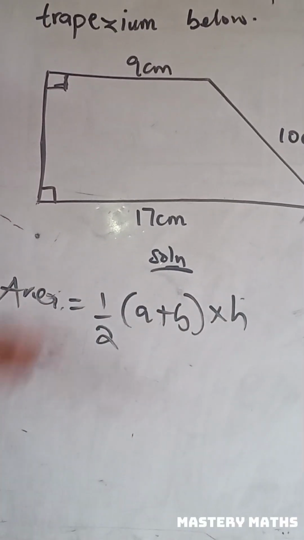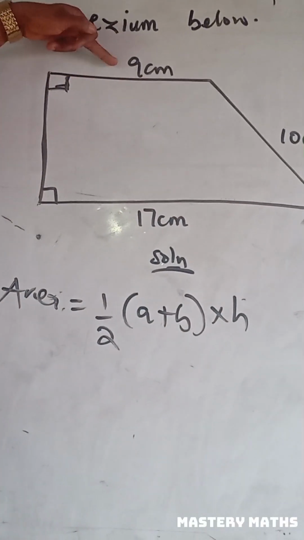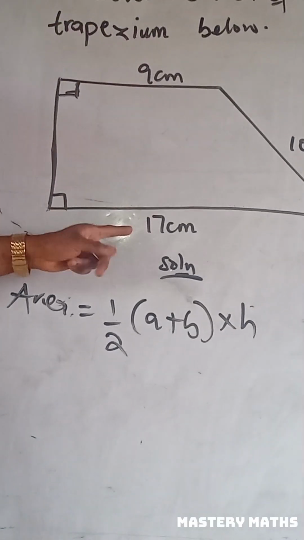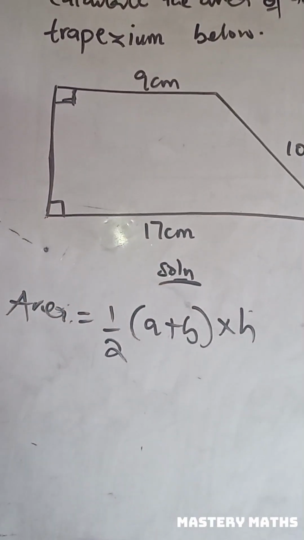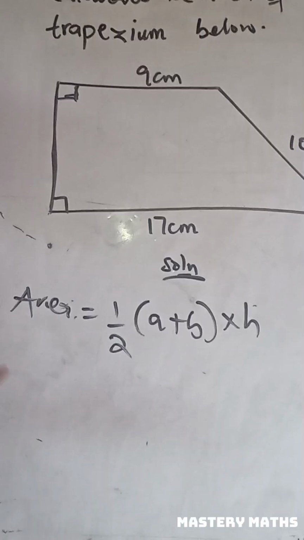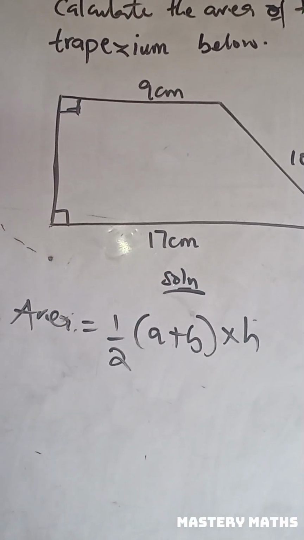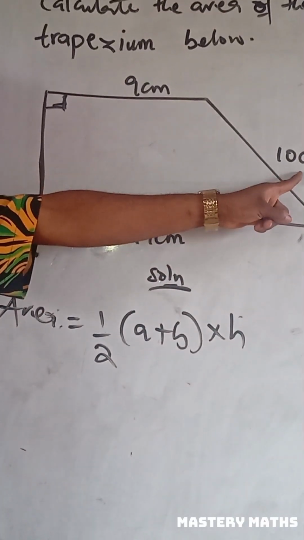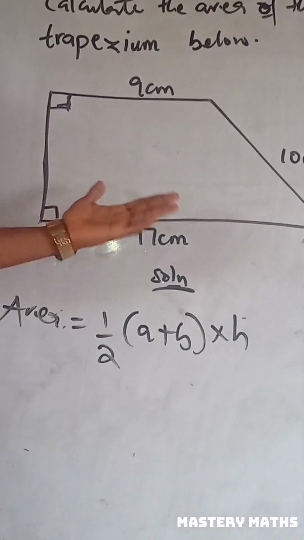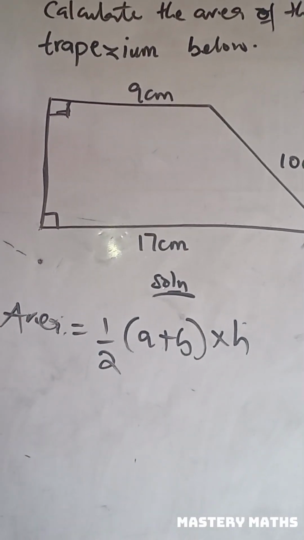This is the formula for area of a trapezium, 1 over 2 A plus B times height. And if you watch, when it comes to this trapezium, here is the A, this is the B. Now your height is not given. The height should be given, but it is not. Now how do we look for the height? Because this is definitely not the height of this trapezium. We need to look for the height.